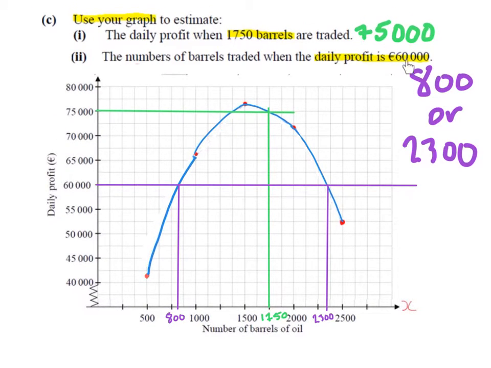So then we go to 60,000 on our P-axis, or our y-axis, and we draw a line straight across, and it crosses the graph in two places. So we drop two perpendiculars straight down to the x-axis. And the first one comes to around 800 and the second comes to around 2,300. It's very important that if they ask us to use our graph, we actually draw on the graph.